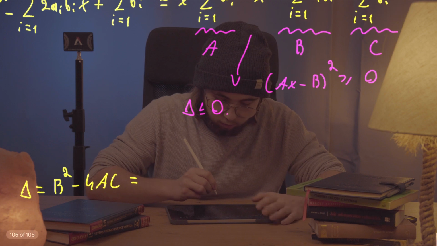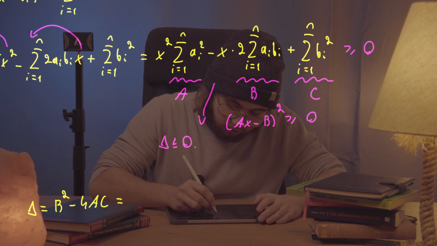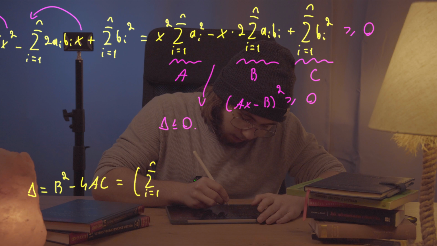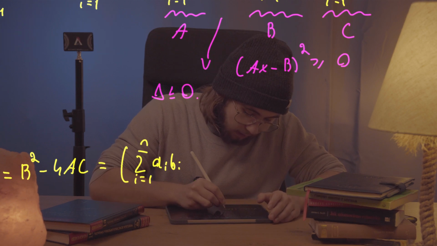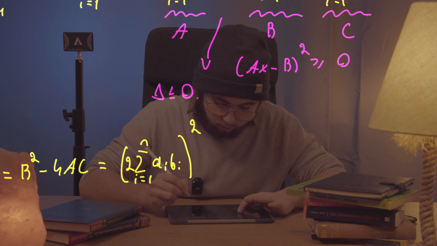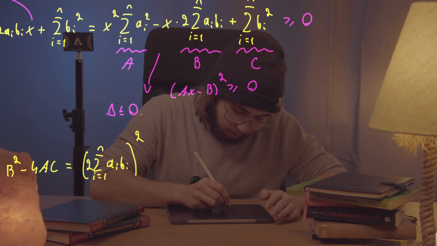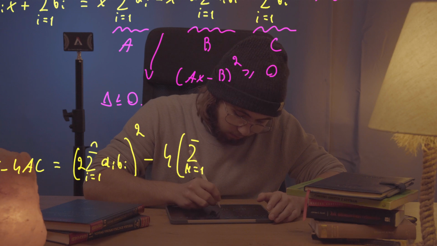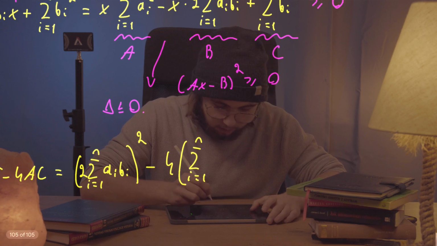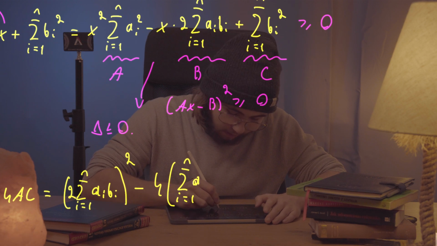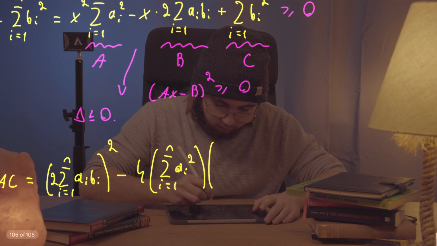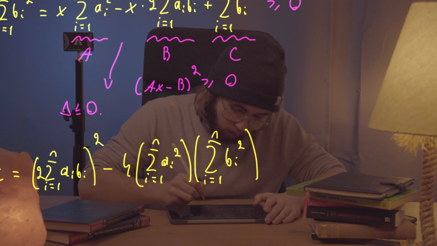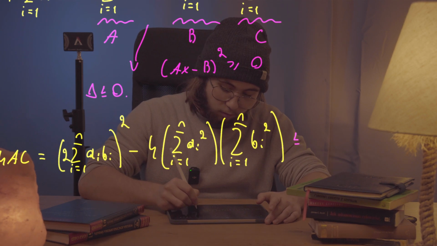So in our case, that's our a, that's our b. That's going to be the sum from i equal to 1 up to n of a_i b_i, and then everything squared, and I should have also put 2 right there. Then it's going to be negative 4 multiplied by the sum from i equal to 1 up to n of a_i squared, and then the constant term, which is the sum as i goes from 1 up to n of b_i squared. And this entire thing is going to be less than or equal to 0.